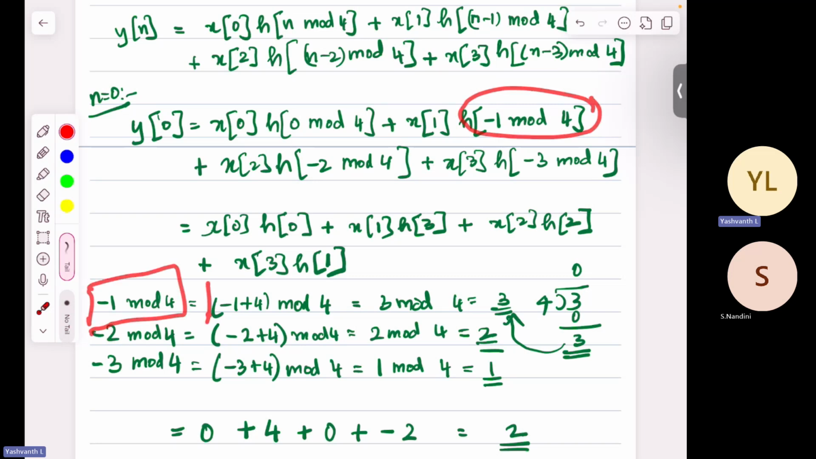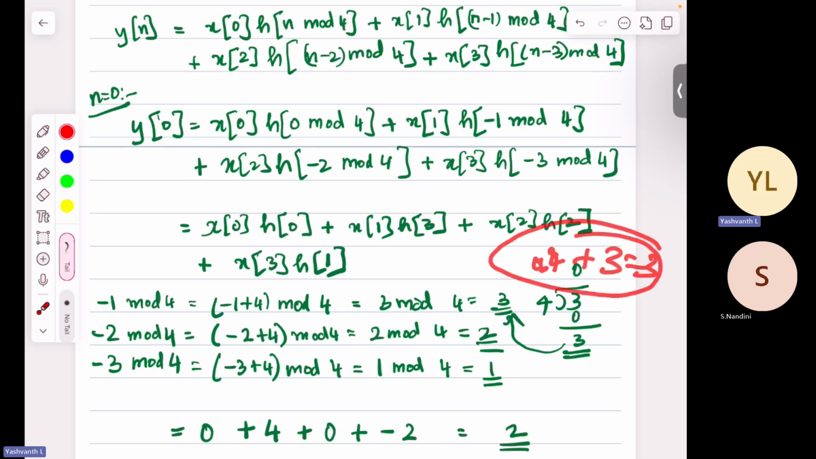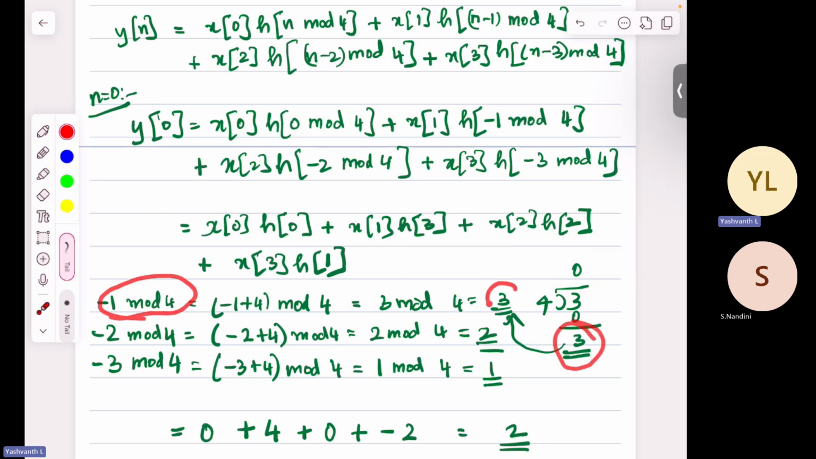Minus 1 mod 4 is the same as minus 1 plus 4 mod 4. This is a property of modulo, the remainder property. So minus 1 plus 4 is 3, and 3 mod 4 is nothing but 3. Why? What do I mean by 3 mod 4? I take 3 and divide it by 4. What is the remainder? It is 3, because the quotient is 0. You get 0 times 4 plus 3 equals 3. That is the quotient remainder theorem. So the modulo remainder is 3. Therefore, minus 1 mod 4 is equal to 3.